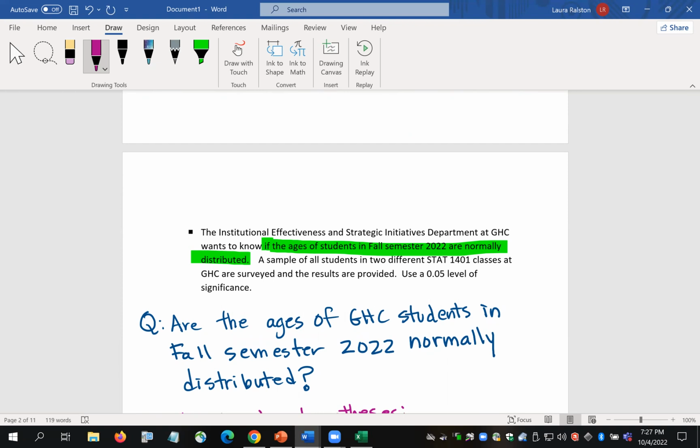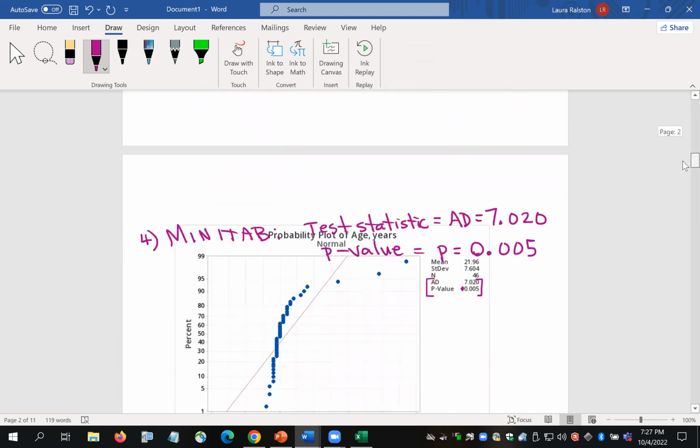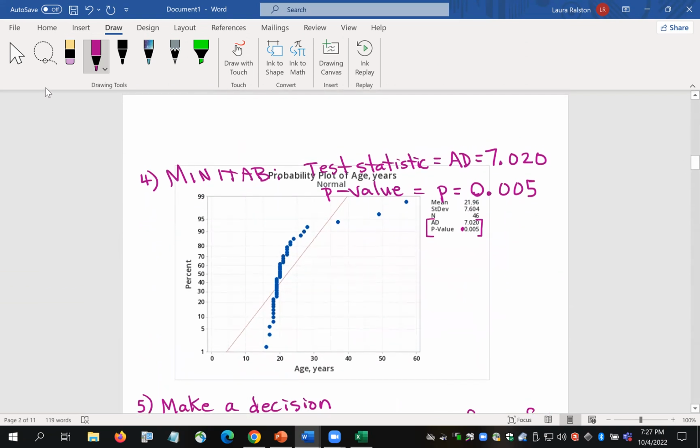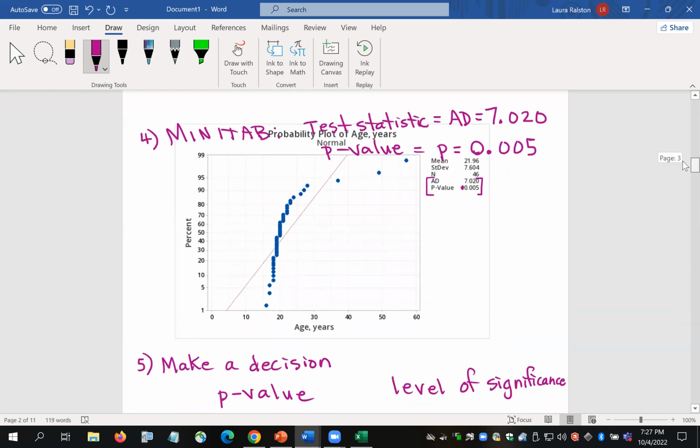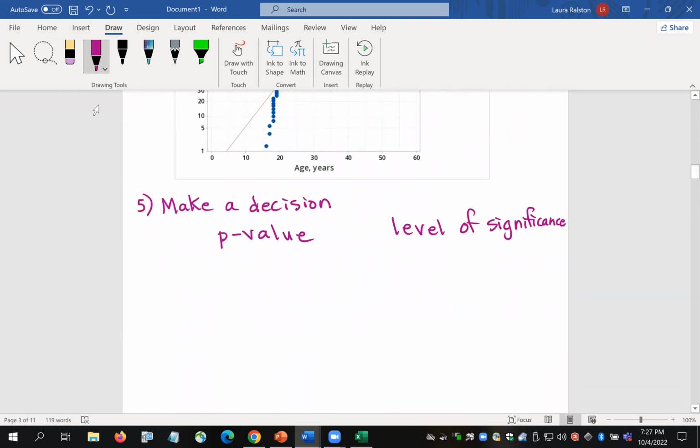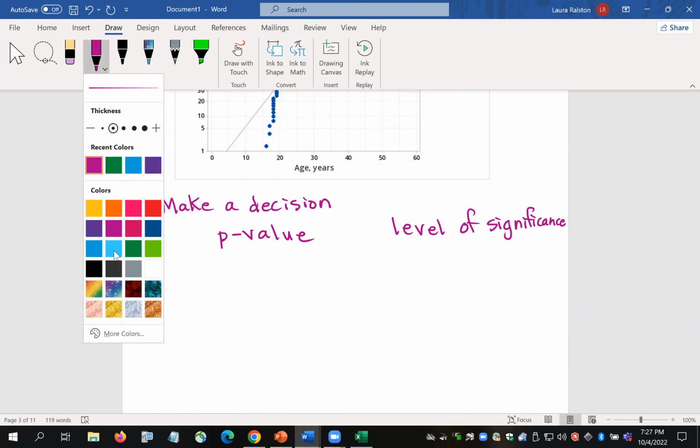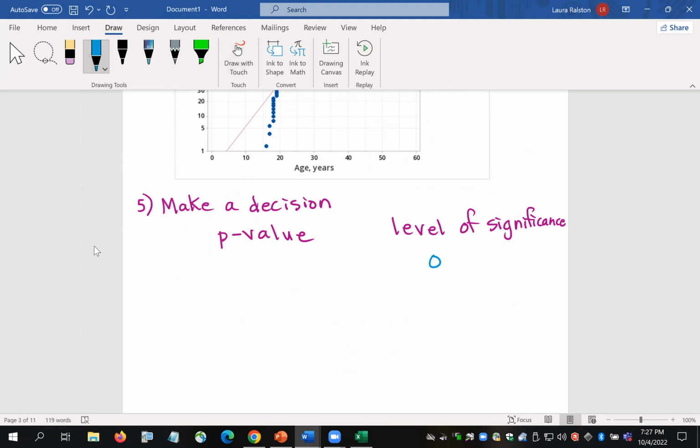Okay. It really doesn't matter. But again, that would be the one if I wasn't given the value that I would most likely use. Okay, so my level of significance, which Ms. Ralston just gave me, is 0.05. My p-value from Minitab was 0.005, and we need to compare those two decimals.